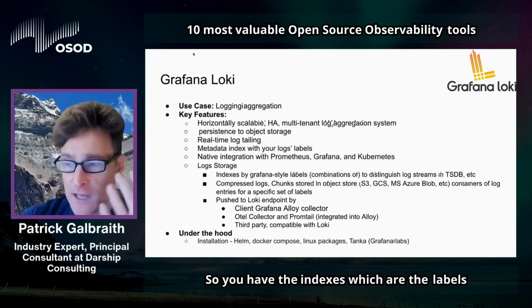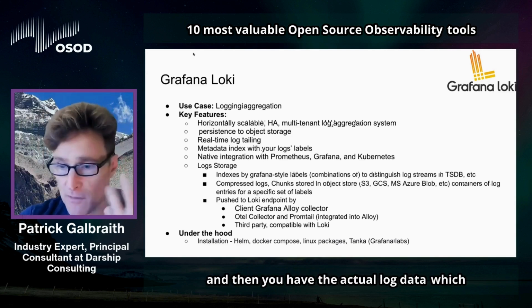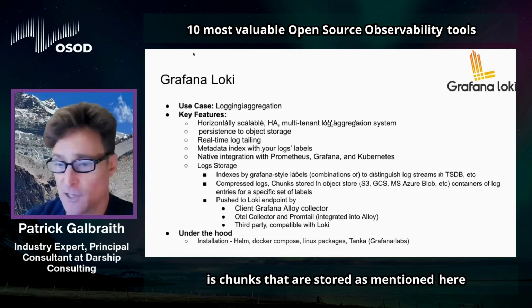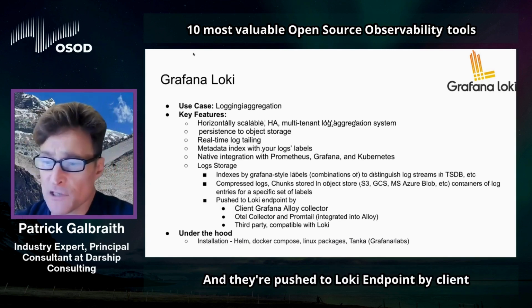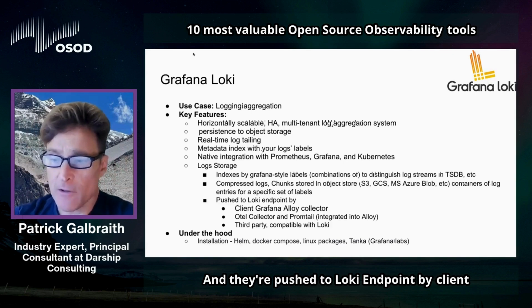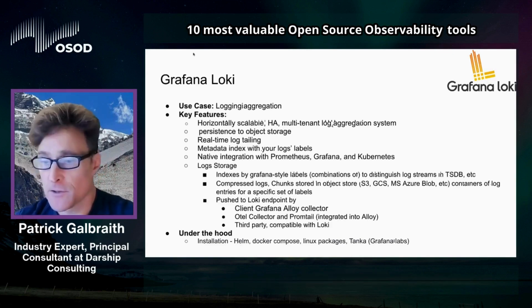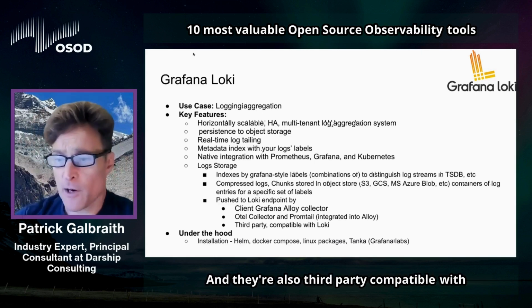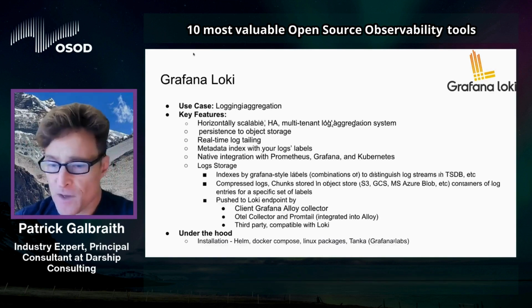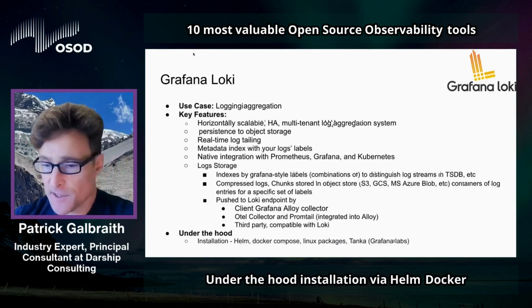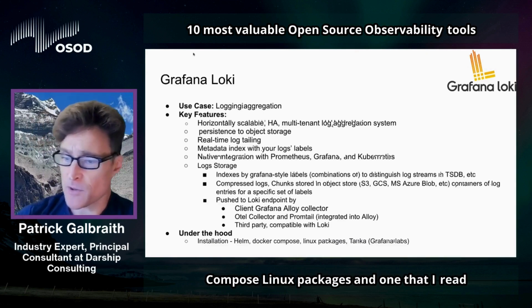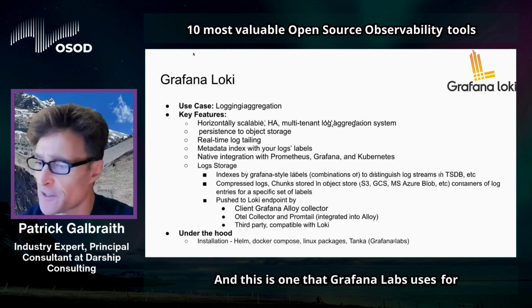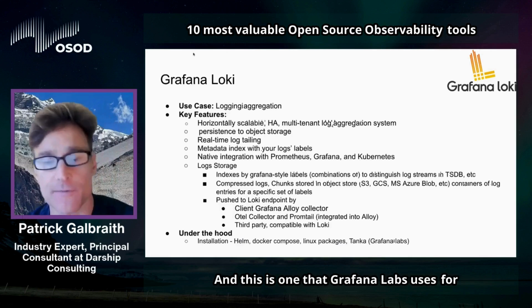So you have the indexes, which are the labels, and then you have the actual log data, which is chunks that are stored, as mentioned here. And they're pushed to Loki endpoint by client Grafana Alloy collector. You can use an OTel collector and Prometheus, and they're also third-party compatible with Loki. Under the hood, installation via Helm, Docker Compose, Linux packages, and one that I read about called Tanka, and this is one that Grafana Labs uses for their installation.